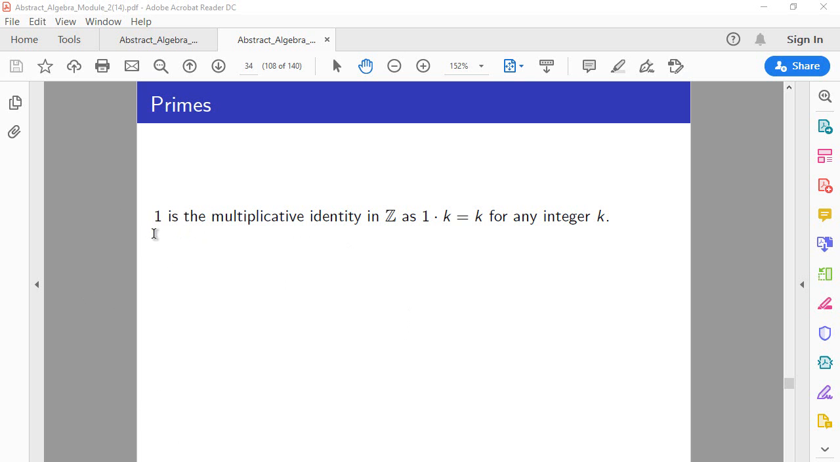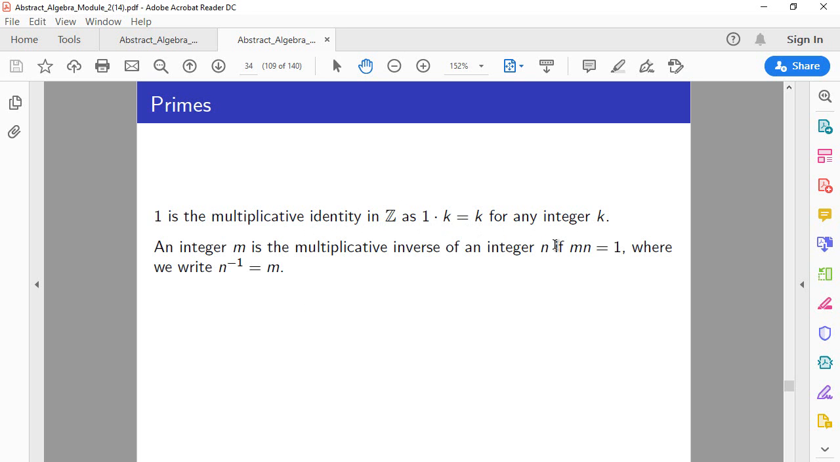The number one in the set of integers is called a multiplicative identity, and the reason for that is that it satisfies this property that k times 1 is k for any integer k. Now, an integer m is called the multiplicative inverse of another integer n if m times n is equal to 1. And so if m times n is 1, then we use the notation that n to the exponent -1 is equal to m.